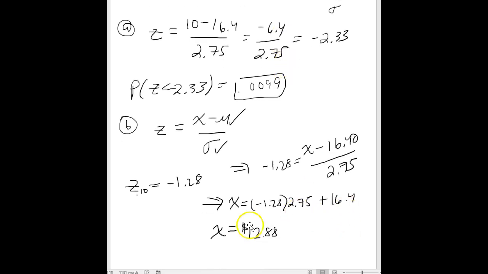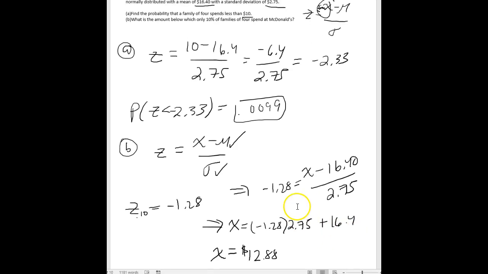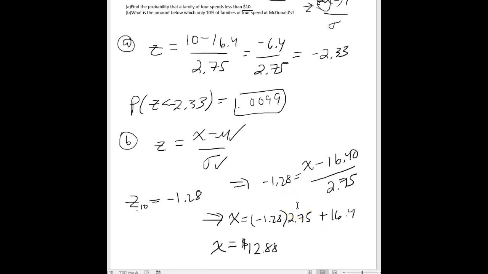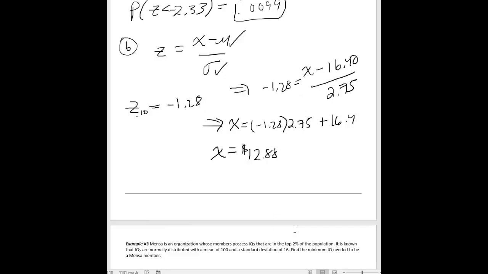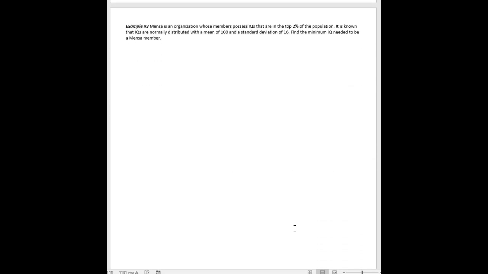So we're saying that we believe, given this information, that 10% of families spend $12.88 or less at McDonald's. That's what that means. Okay? 10% of families, so on the bottom end, are going to spend $12.88 or less at McDonald's. Cool. Hope that makes sense.